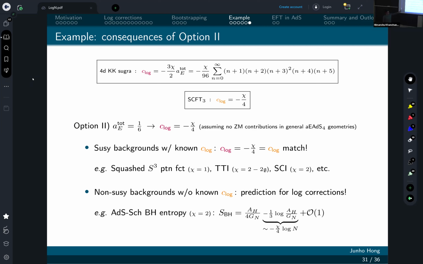So is there any cross-check for this non-supersymmetric case? Yeah, so this is just a prediction based on the scheme choice. There's nothing to be compared with.